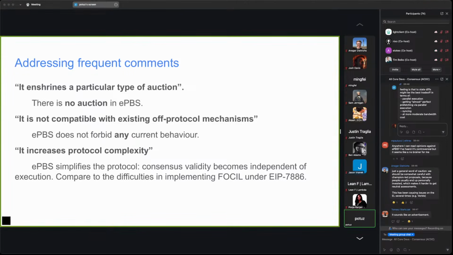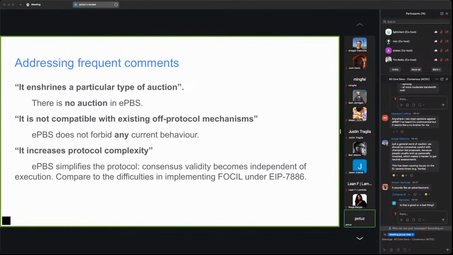It increases protocol complexity. No, I think I already argued that it doesn't. It's true that it's not a simple EIP to implement. It takes time to implement on the consensus side, but it actually simplifies the protocol itself. It simplifies it because it separates the concerns of the consensus and the execution.